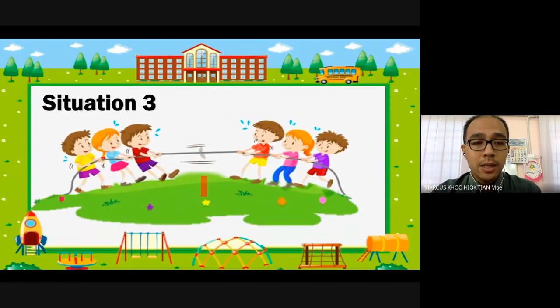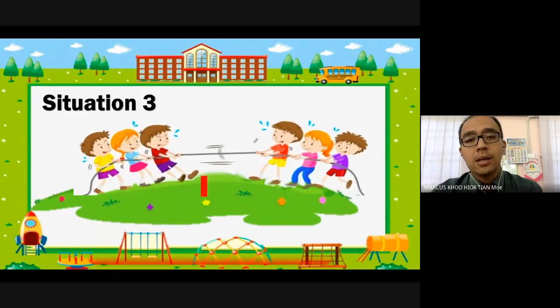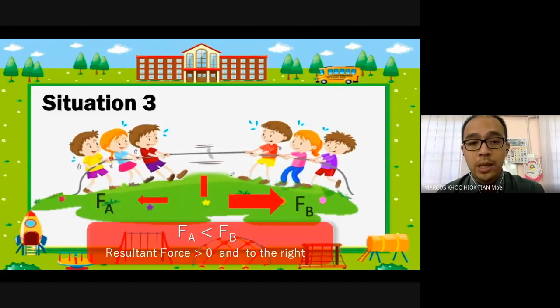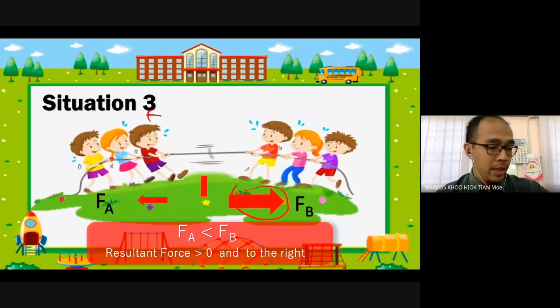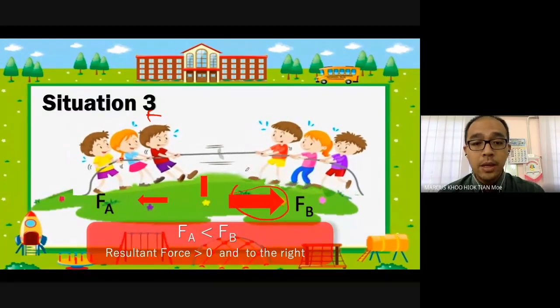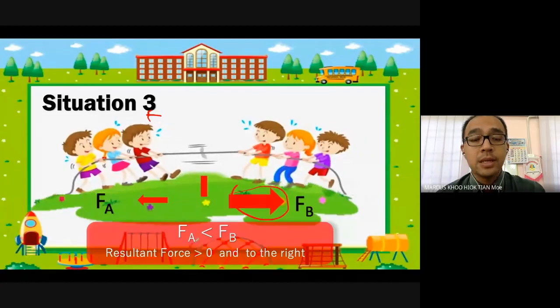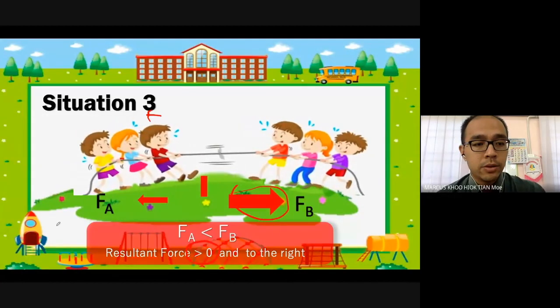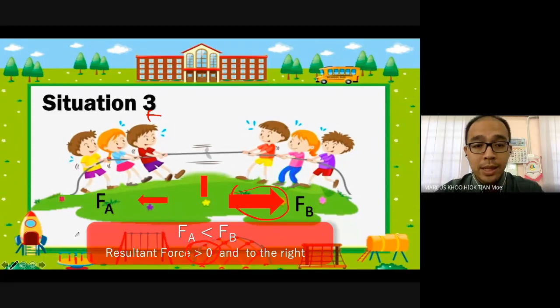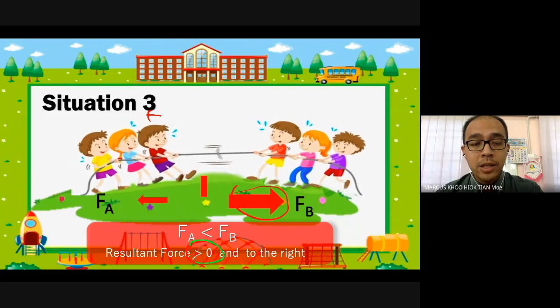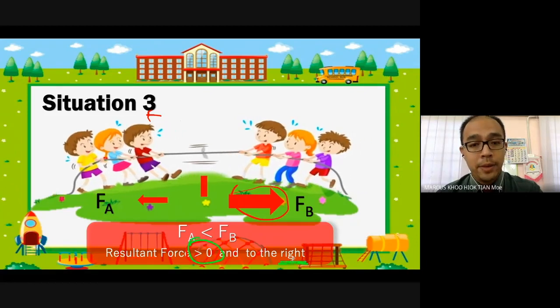Okay, in the third situation, we find that the people pulling to B have a bigger force than the people pulling towards the A side. The B side has a bigger force than the A side. Therefore, the resultant force is also bigger than 0, but the direction now is to the right.